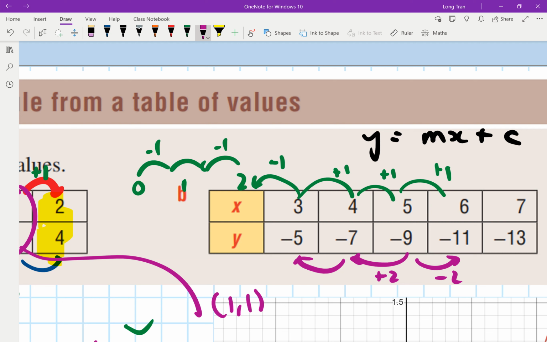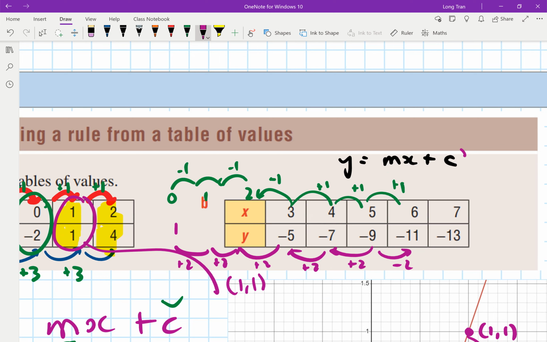You've got -7, -5. We know that's adding 2, adding 2, adding 2 again, and then finally adding 2 again. You would then get 0. So -5 add 2 is -3. -3 add 2 is -1. -1 add 2 is 1. And that's why James said the y value had to be 1. That's how you can find c. So c has to be +1. How do you find m?